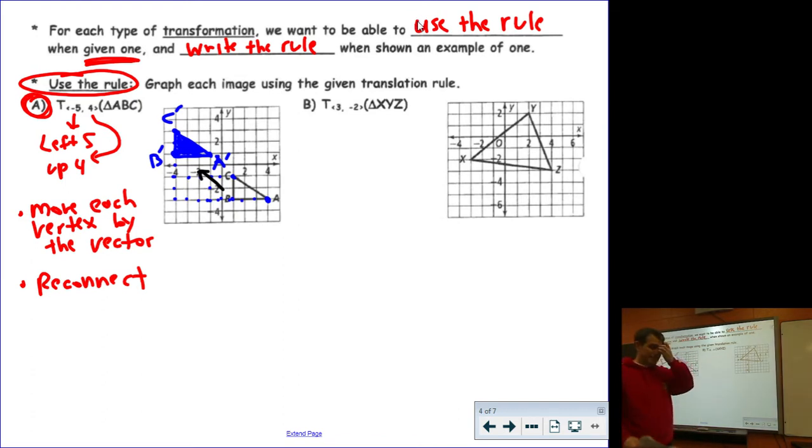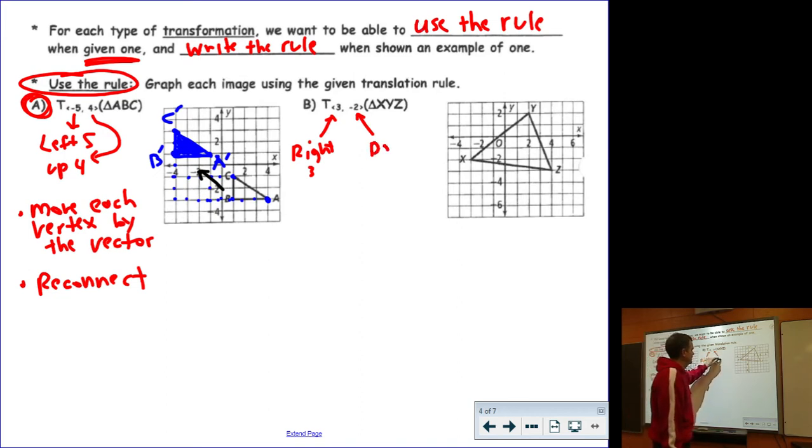How about example B? What is the vector telling you here in example B? Do you know? Well, of course, the 3 is the x direction, and that's telling you to go right 3. And the negative 2 is the y direction, and that's telling you to go down 2.